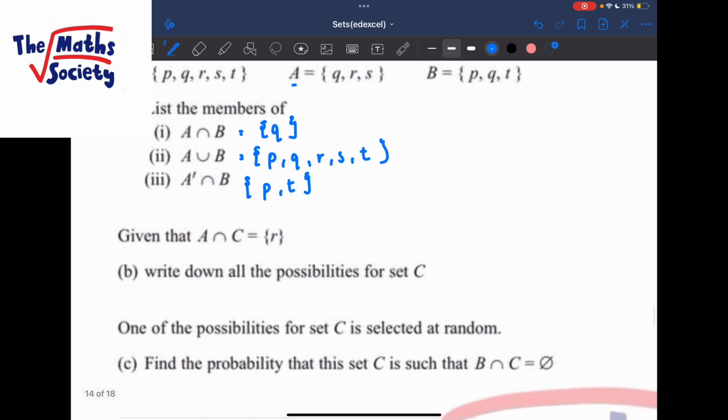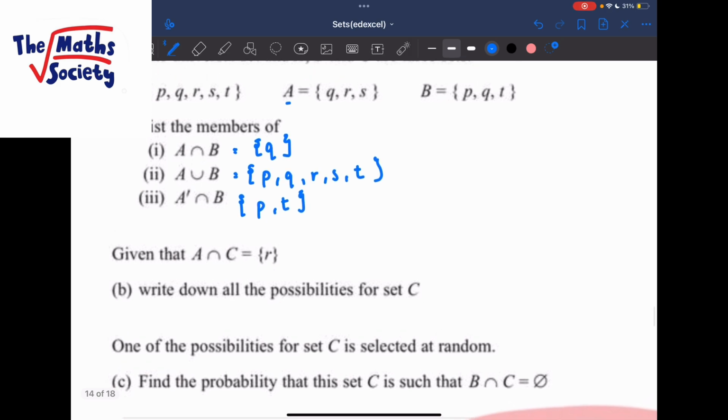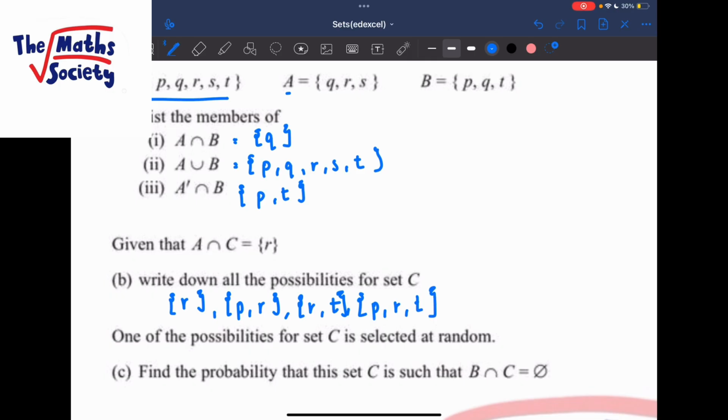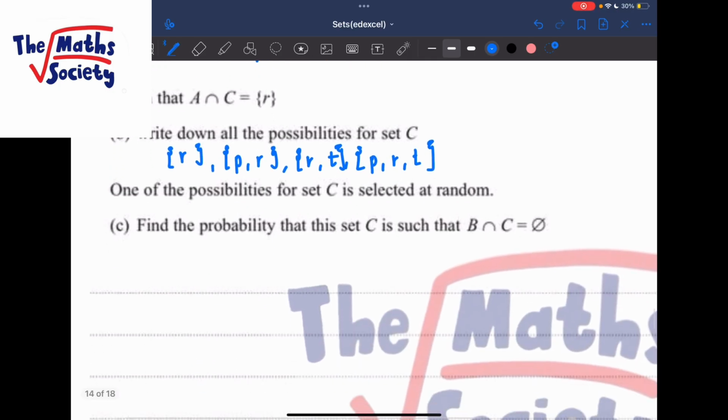Given that A intersect C is equal to R, write down all the possible sets for C. So basically it means A and C have to intersect, but otherwise C can be any. So it can be R only, it can be PR, or it can be RT, or it can be PRT, as long as Q is not there, because A is the one that has Q already, or an S.